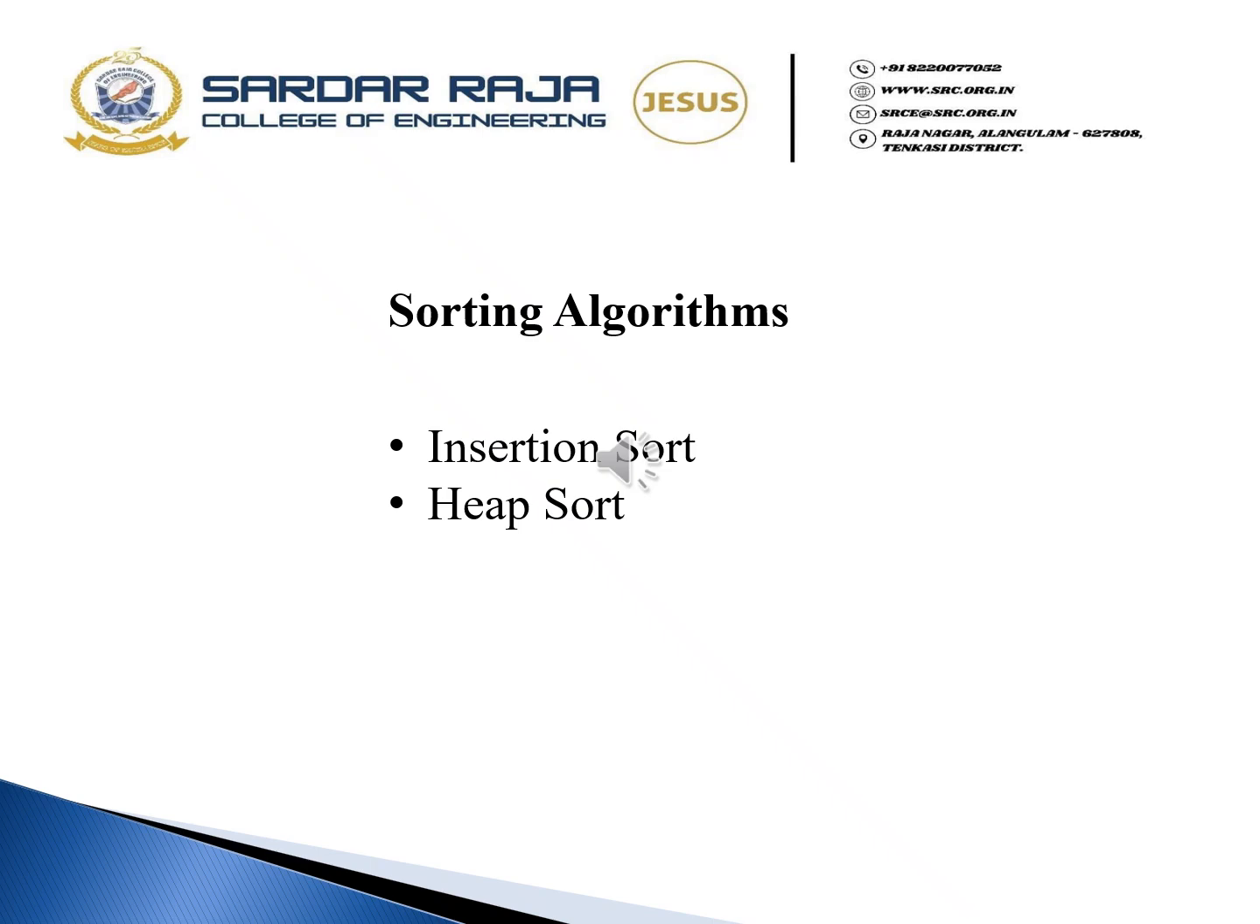It is efficient for small arrays or nearly sorted data. Then heap sort builds a binary heap and repeatedly extracts the maximum to form the sorted array. It is not stable, but it is good for large data sets where guaranteed performance is needed.